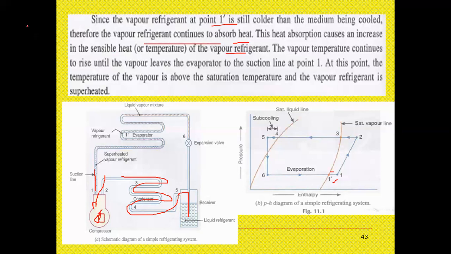The vapor temperature continues to rise until the vapor leaves the evaporator to the suction line at the point. The point temperature of a refrigerator of a VCR. Got it? At the point 1, the temperature of the evaporator is above the saturation temperature and the vapor is superheated. So whenever it is above the point, automatically the vapor will get superheated.